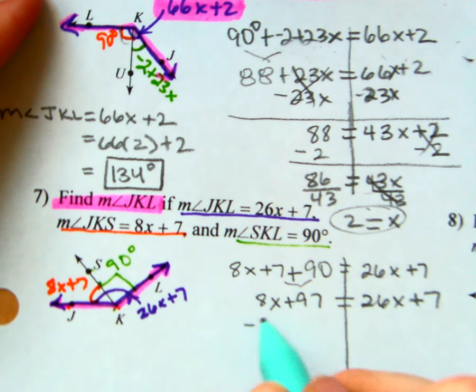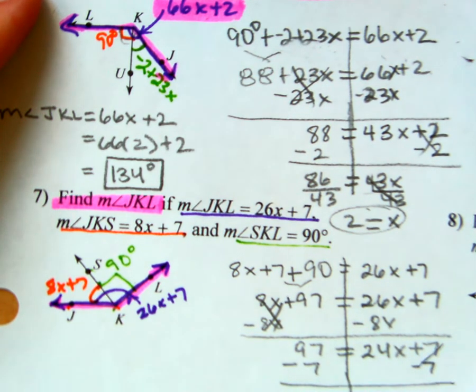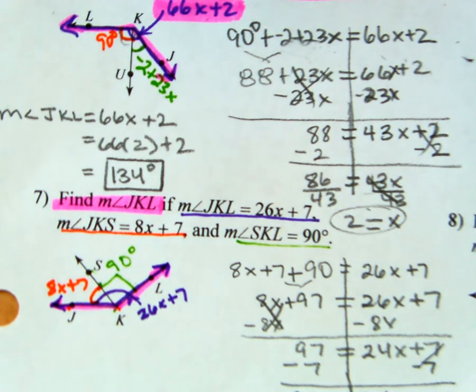Moving the x's together, I'm going to eliminate 8x from this side. I'm going to get 97 is equal to 24x plus 7. Then I'm going to subtract 7 here. And I'm going to get 90 is equal to 24x. And I'm feeling like I wonder if I made a mistake. But let's do 90 divided by 24. Yeah, let me look at that. So let's see what would happen here. 8x plus 7 plus 90 equals 26x plus 7. Combining 90 and 7, we get 97.